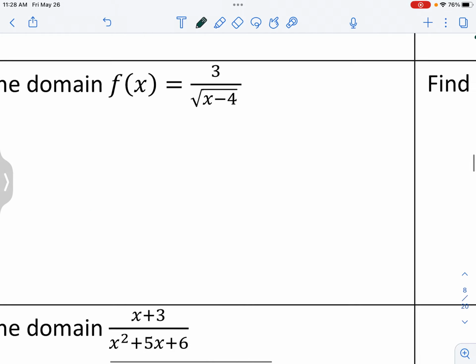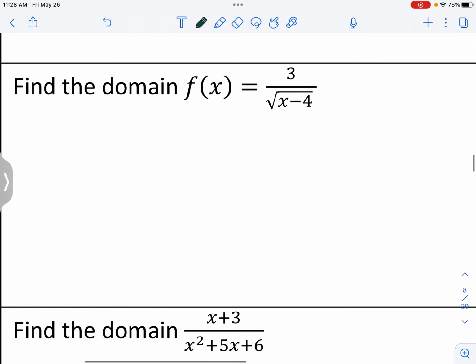All right, next one. This is a fun one because we have two problems. We have the denominator can't be 0, and we have a square root can't be negative. So let's just find when both of those are a problem. When does that x minus 4 become negative, or less than 0? We don't want that to happen. So we can't have anything less than 4.